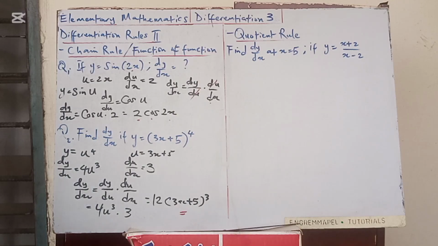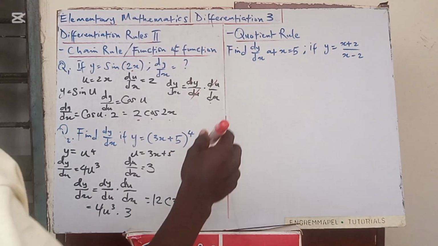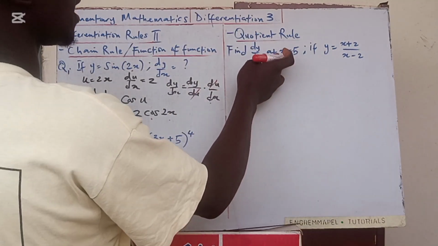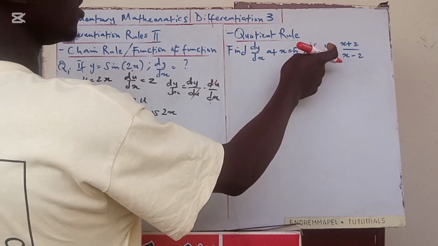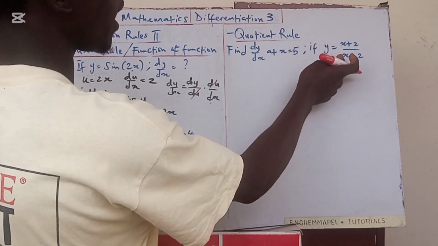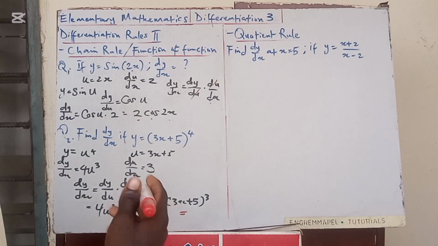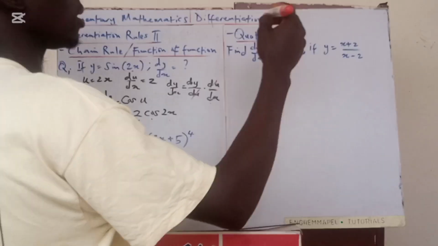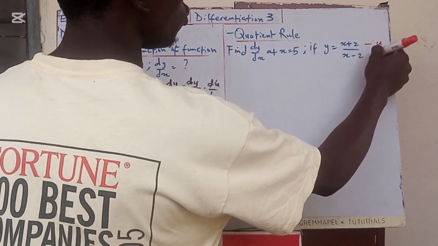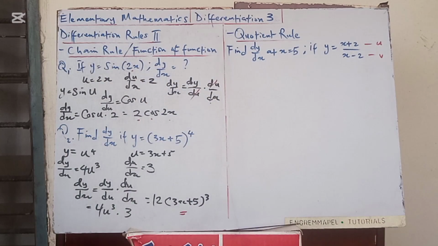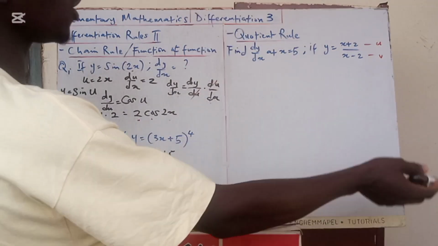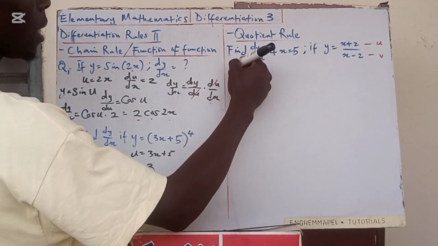Then we have quotient 2 here. We are dealing with quotient 2. We said find dy/dx at x is equal to 5, if y is equal to this. Quotient 2 is when you have division or fraction that are complex also. So you make this u, you make this v according to the formula. So when you have your u and you have your v, you are going to be differentiating them with respect to whatever they are.